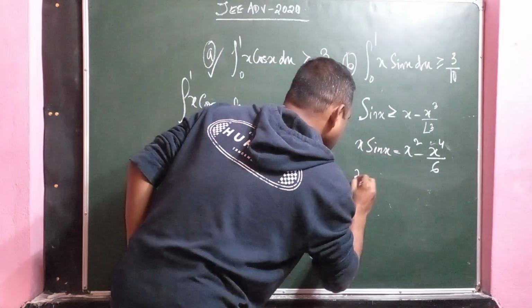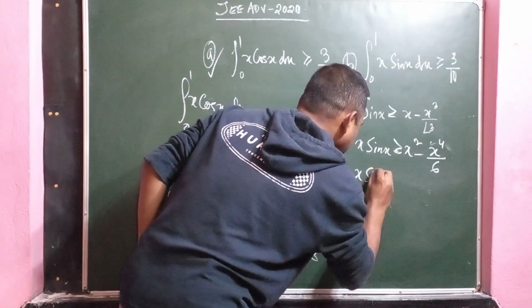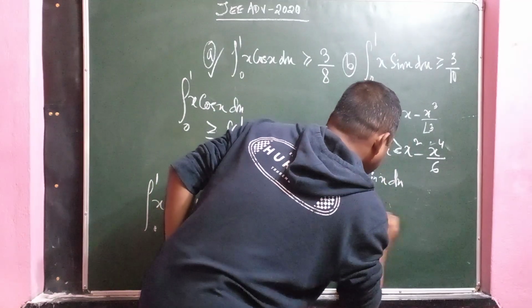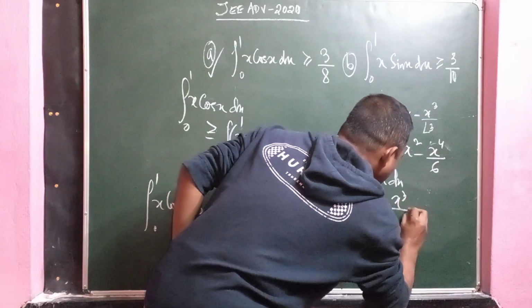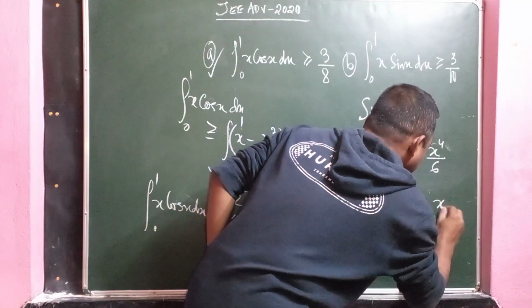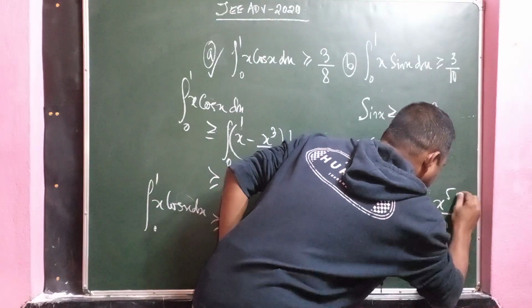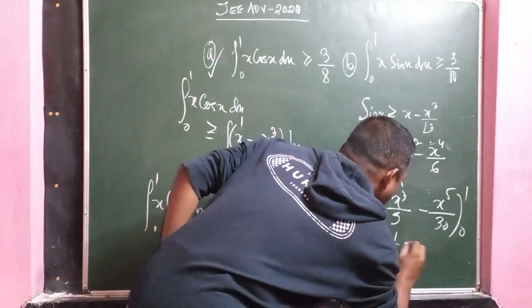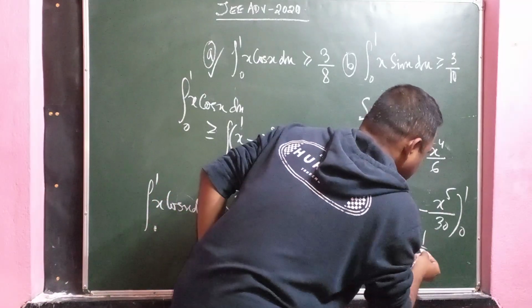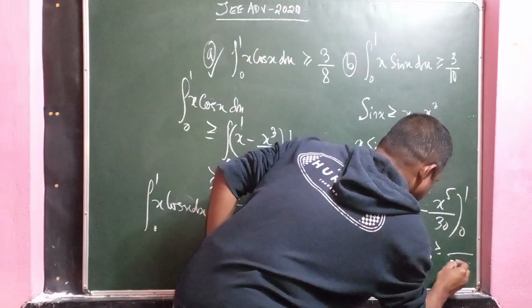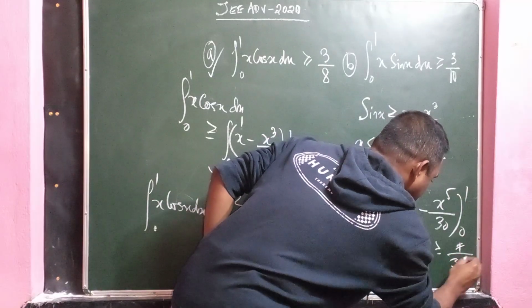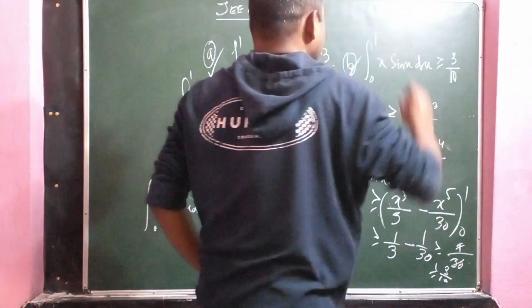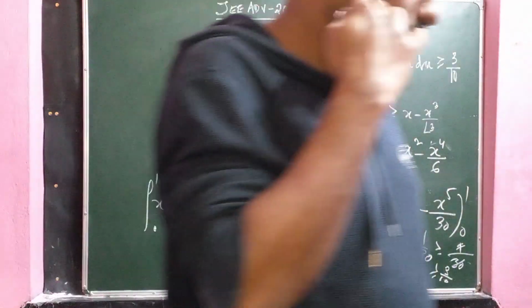Now integrate this. Integration x sin x dx, from 0 to 1, is greater than equals to integration of this, that is x cube by 3 minus x to the power 5 by 30, from 0 to 1. So greater than equals to 1 by 3 minus 1 by 30. So that is equals to 9 by 30, greater than equals to 3 by 10. Okay, see, this one is also correct. Let's see the third and fourth options.